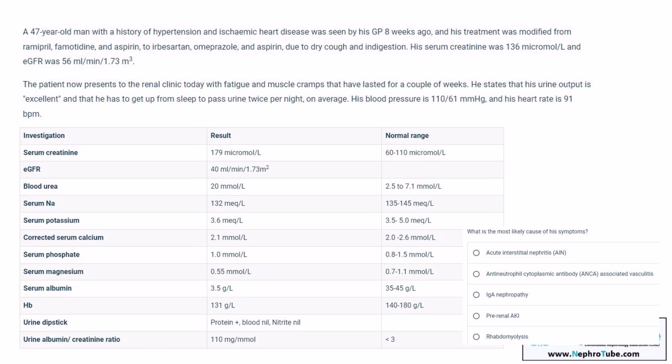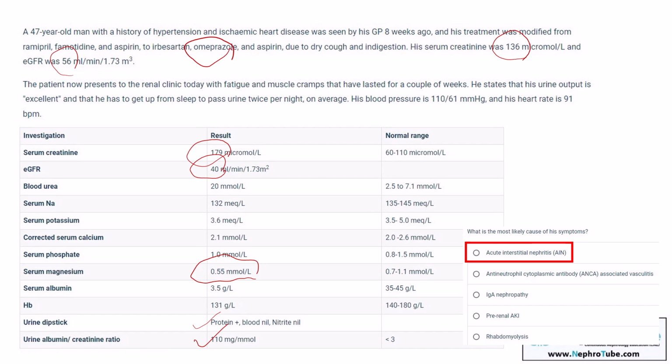Again, this is a case of acute interstitial nephritis secondary to omeprazole. Here the creatinine is elevated in comparison to the creatinine 8 weeks ago. The GFR is reduced in comparison to the GFR 8 weeks ago. There is again hypomagnesemia in this case, and low protein in the urine.